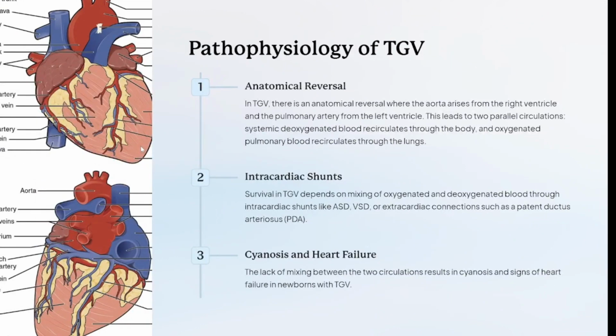In TGV, there is an anatomical reversal where the aorta arises from the right ventricle and the pulmonary artery from the left ventricle. This leads to 2 parallel circulations. Systemic deoxygenated blood recirculates through the body and oxygenated pulmonary blood recirculates through the lungs. Survival depends on mixing of oxygenated and deoxygenated blood through intracardiac shunts like ASD, VSD, or extracardiac connections, such as a patent ductus arteriosus, PDA.